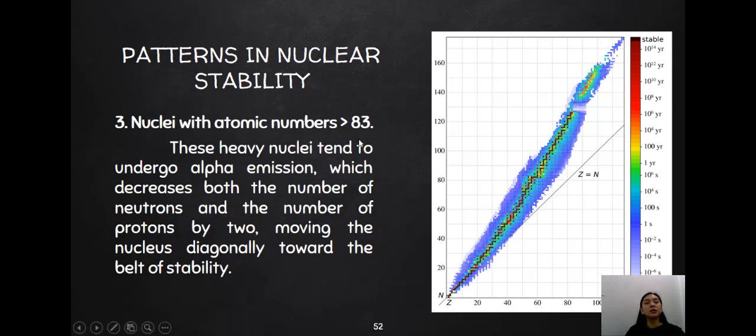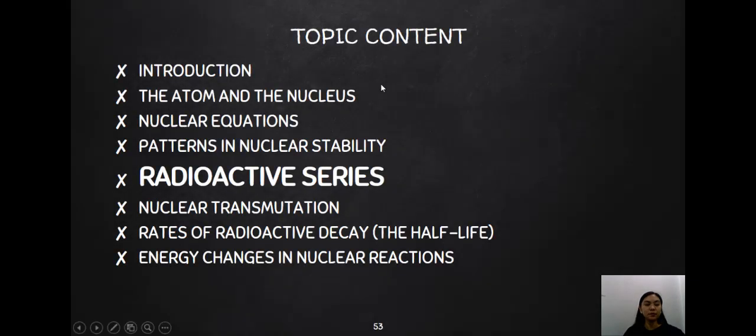So for now, these are the three generalizations that you would need to understand. High neutron to proton ratio, meaning it will undergo beta emission. Low neutron to proton ratio, meaning it will undergo either positron emission or electron capture. And your nuclei with atomic numbers above 83 will undergo alpha emission. So, yun lang po for now yung kailangan nyong malaman. So, let's go now to the fifth topic, your radioactive series.